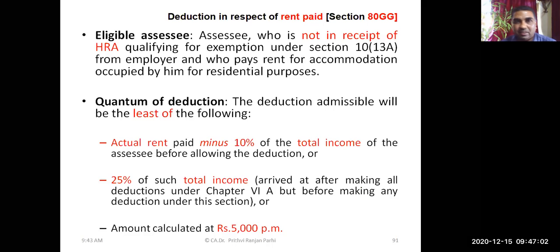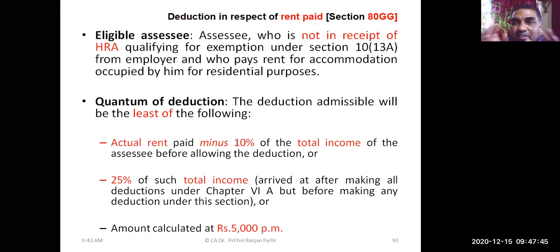Now coming to the next section, that is 80GG. 80GG is a deduction in respect of rent paid. This deduction is allowed to an assessee who is not in receipt of house rent allowance. Okay, he is not receiving house rent allowance. He can claim deduction under section 80GG. How much deduction will be allowed? Actual rent paid minus 10% of total income. So first you have to compute his total income. You have to see how much excess rent he is paying.